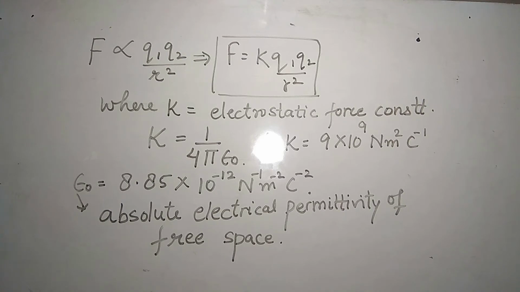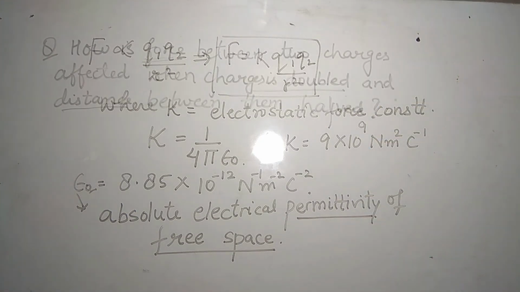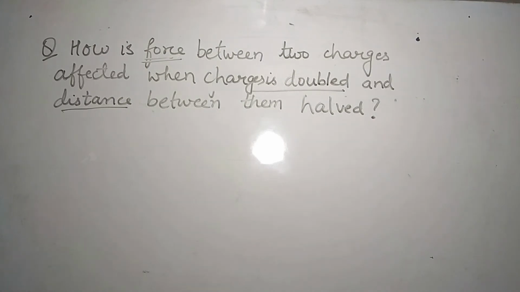Basically, permittivity is a measure of how an electric field affects and is affected by a medium. If we change the medium, this epsilon goes to some other epsilon value. Naught stands for free space. This is the basic notation. So we are doing calculations on the basis of permittivity, and on the basis of the above formula, we are going to do this question.